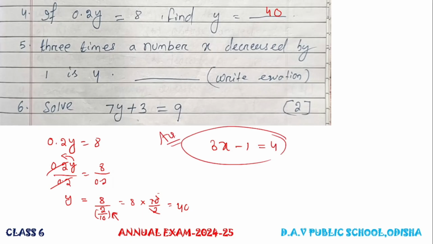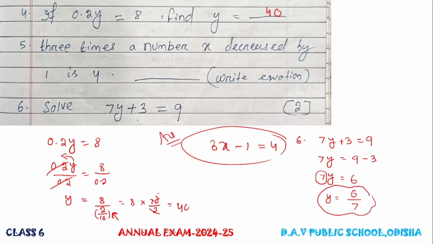Now next, solve this 2 mark question. First write down the question: 7y plus 3 equal to 9. Now we can write 7y is equal to 9 minus 3, that is 6. So tell me what is y. Now y equal to, here it is multiplication, so it becomes division, 6 divided by 7. So the answer is y equal to 6 by 7.